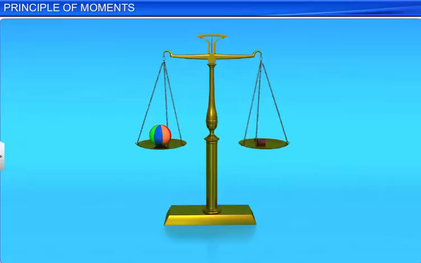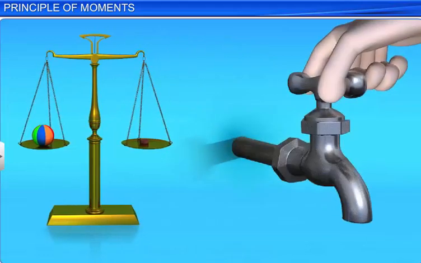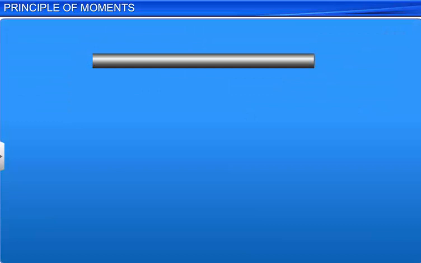The principle of moments plays a very important role in your day-to-day life, in many devices you use, like the common balance, taps, etc. To understand the principle of moments better, let us first understand the concept of resultant force of parallel forces.